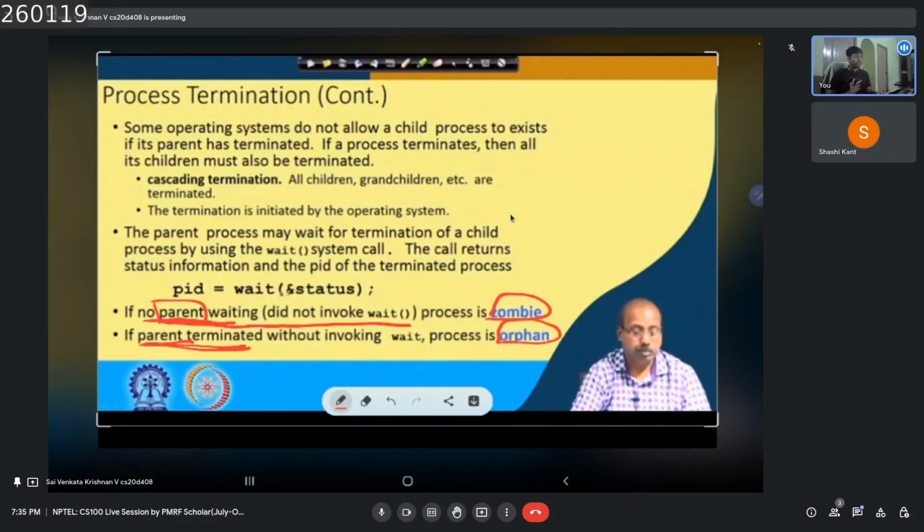It is an orphan, right? Because the parent leaves, as in the parent terminated. So that's what you should take. So it is an orphan.